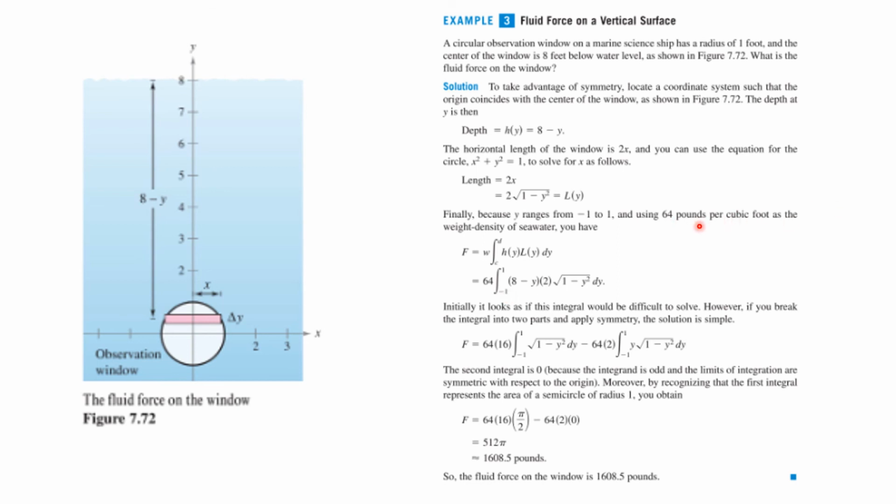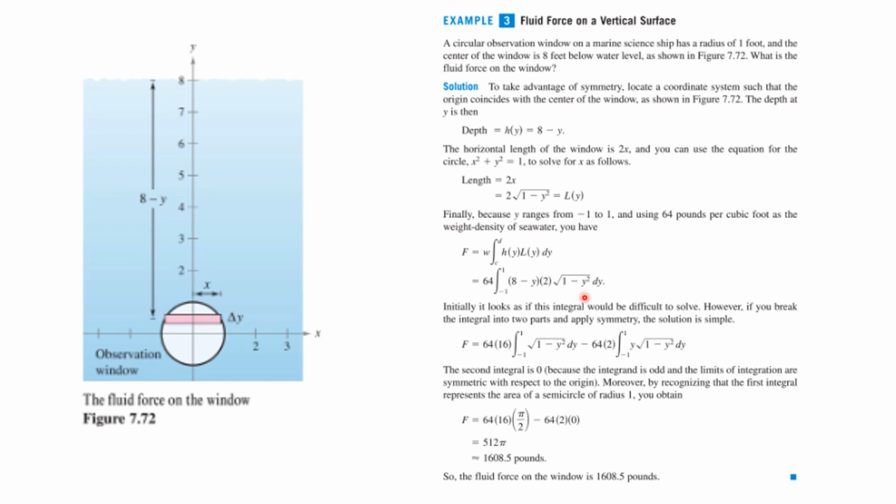Oh, we're using 64 pounds per cubic foot, so that's what the w ends up being. We're integrating from c to d. That's from minus 1 to 1 because this is the center. The circle is radius 1, so you go up 1 and you go down 1. So you're going to be integrating from minus 1 to 1. H of y is 8 minus y. This is 2 times the square root of 1 minus y squared.